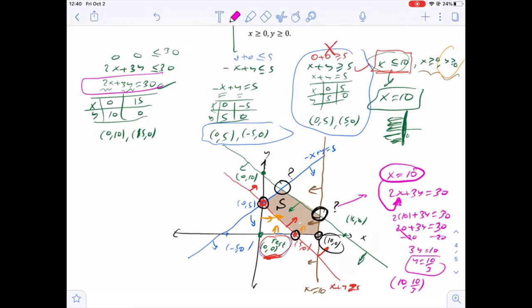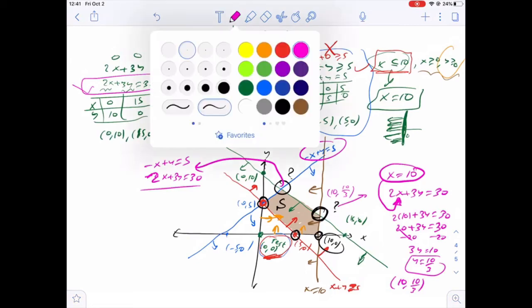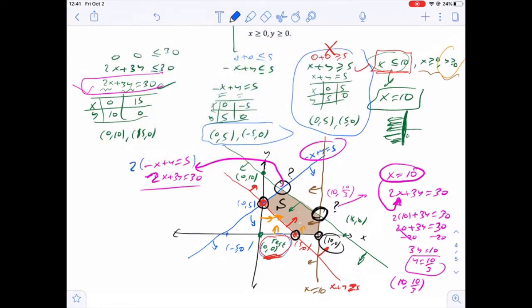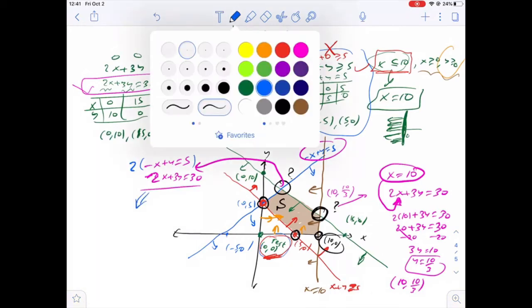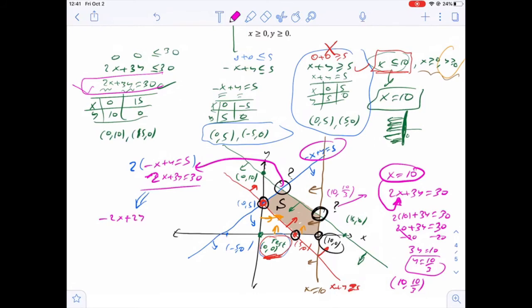Okay, so this is now given, or we could find it. Now, what about this point here? This point comes from the intersection of the blue line, negative x plus y equals 5, and the green line, the first equation, 2x plus 3y equals 30. Let's solve it using the elimination method. If we multiply the first equation by 2, we obtain negative 2x plus 2y equals 10. We multiply each term by 2, and the second one stays the same.